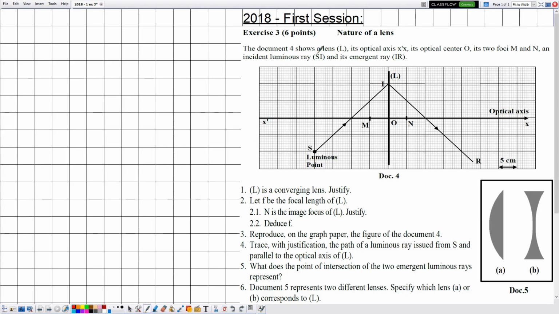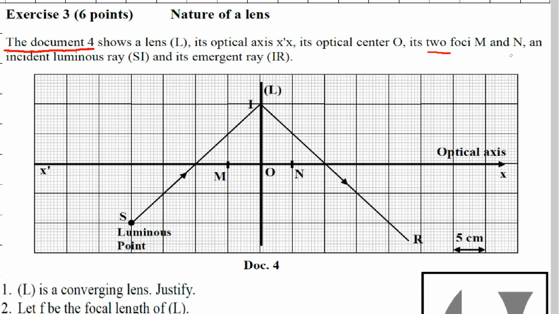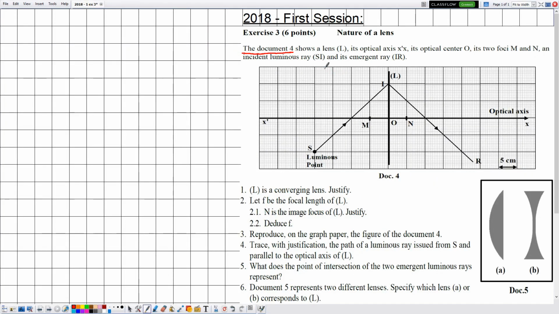The document 4 shows a lens L. They mentioned the document 4, so now I can use this document. Its optical axis x prime x, its optical center O, its two foci M and N. Here we must be very careful because they told me the two foci M and N. They didn't specify whether M is the image focus and N is the object focus or vice versa. An incident luminous ray SI and its emergent ray IR.